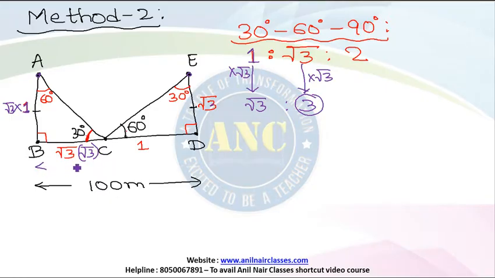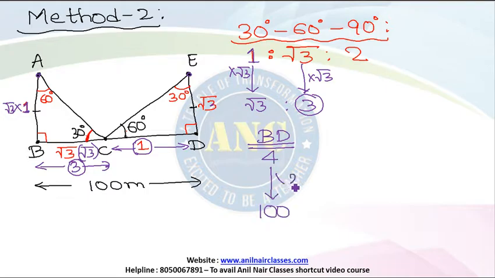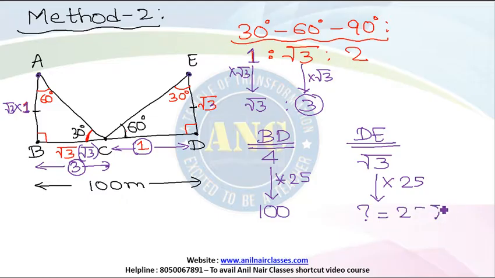Yes, that means the BC value is 3 units according to the ratio. The CD value is 1 according to the ratio. That means according to the ratio, the total BD value is 3 units plus 1 unit, which is 4 units. But according to the question, it is 100 units. 4 into which number is 100? 4 into 25 is 100. Similarly, they are asking you the DE value. The DE value according to the ratio is root 3. This also multiply by 25. The answer is 25 root 3.